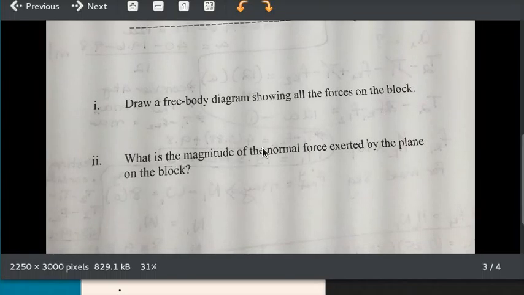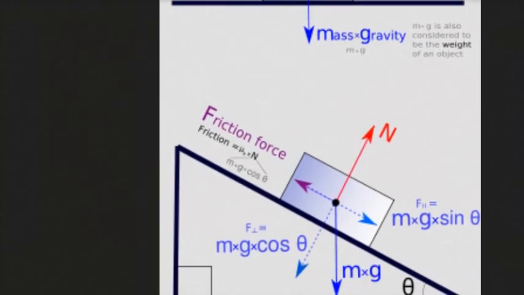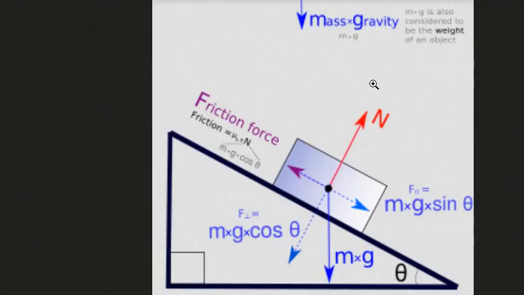The magnitude of the normal force. So normal force is pointing away from not all of gravity, just this part of gravity. So the normal force equals mg cosine theta. Done.